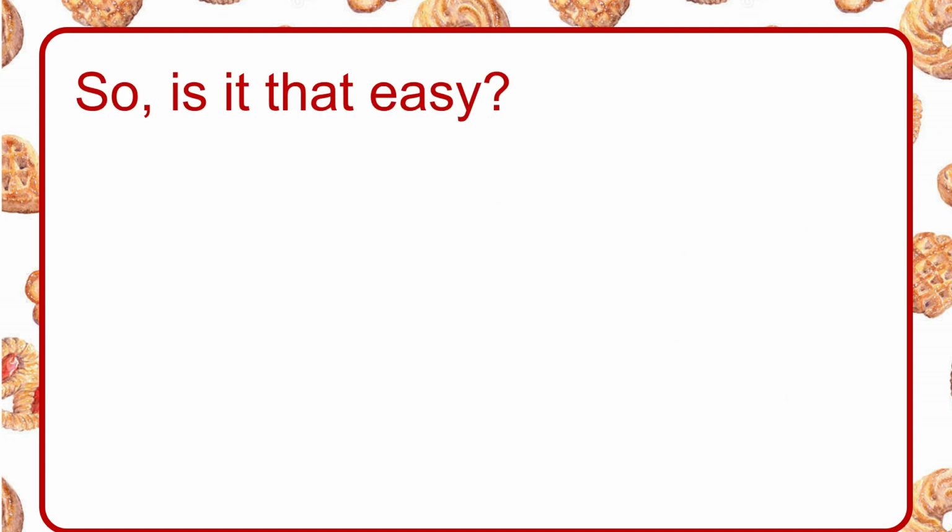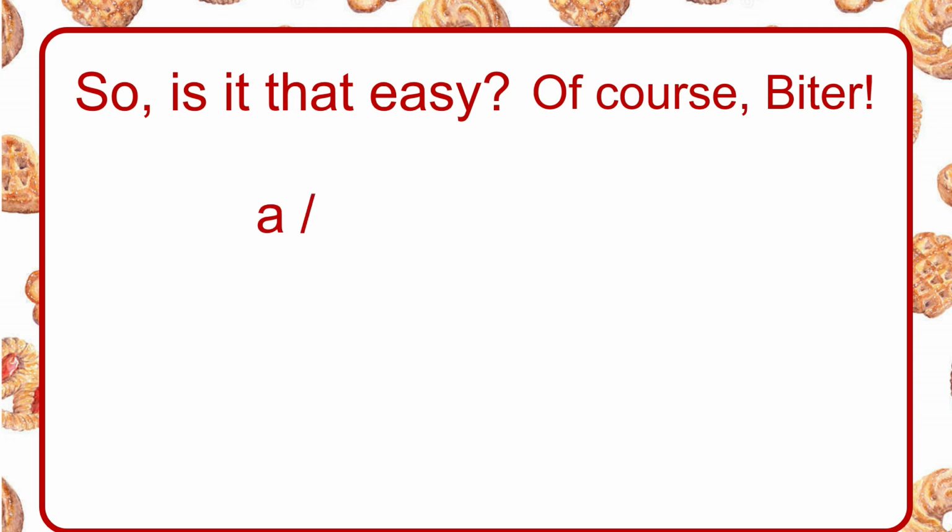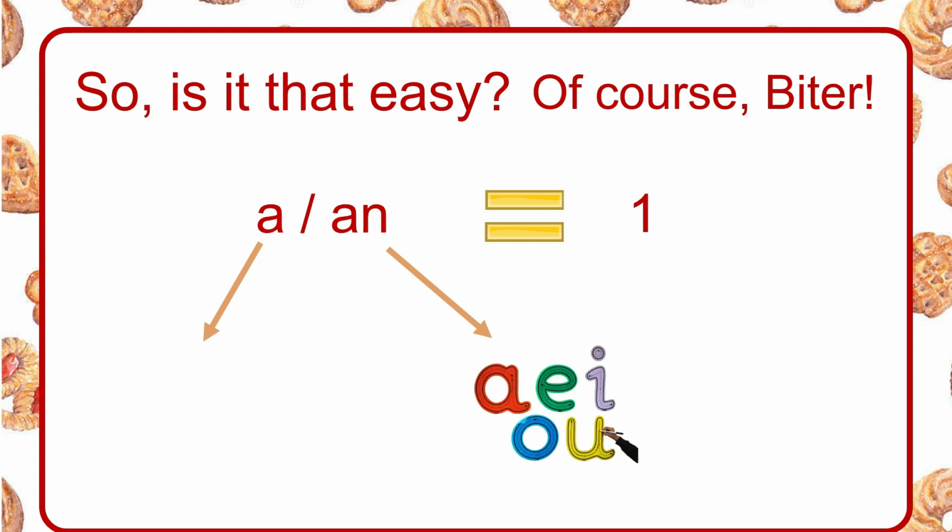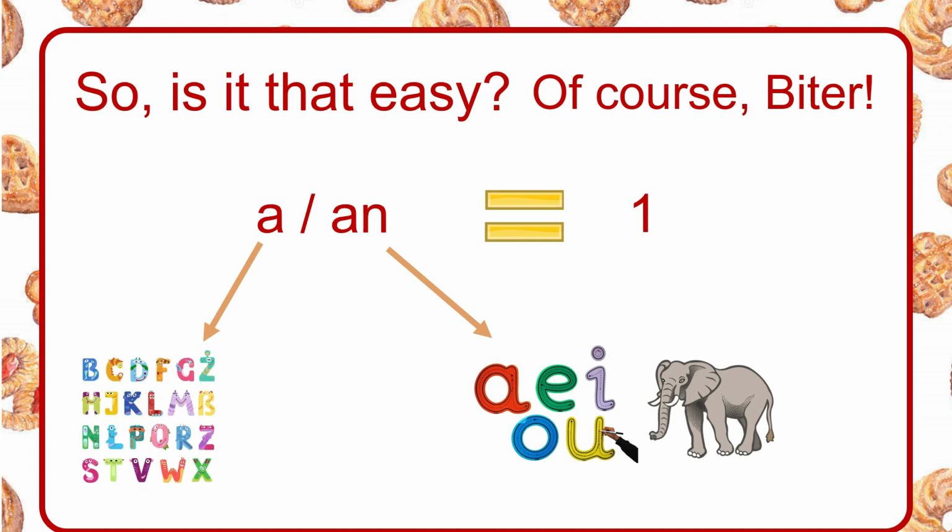So, is it that easy? Of course, Biter. A and an both mean one. They equal one. However, we use them in different places. We use an with words starting with vowels, such as elephant. That's why I have an elephant. But we use a with words starting with a consonant, the rest of the letters, such as dollar. That's why I have a dollar and not an dollar.